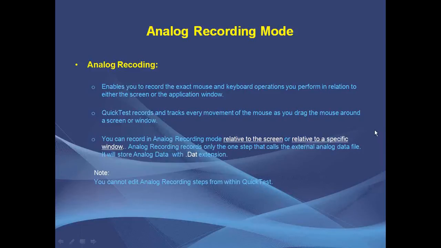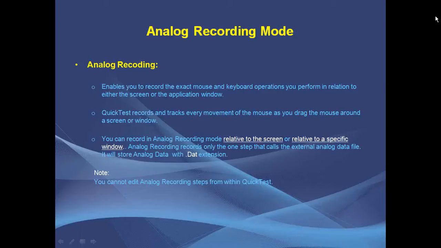The next recording mode is analog recording mode. It enables you to record the exact mouse and keyboard operations you perform in relation to either the screen or the application window. Quick Test records and tracks every movement of the mouse as you drag the mouse around the screen or window. You can record in analog recording mode relative to the screen or relative to a specific window. Analog recording mode records only one step that calls the external analog data file. It will store analog data with a .dat extension in the backend.